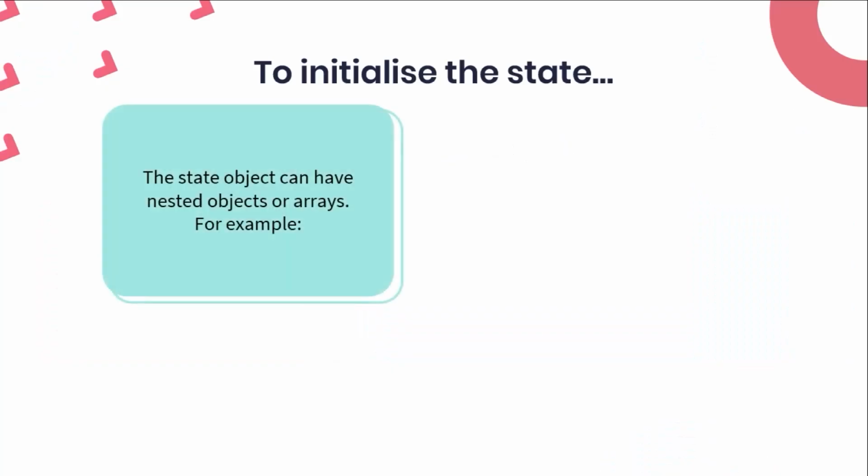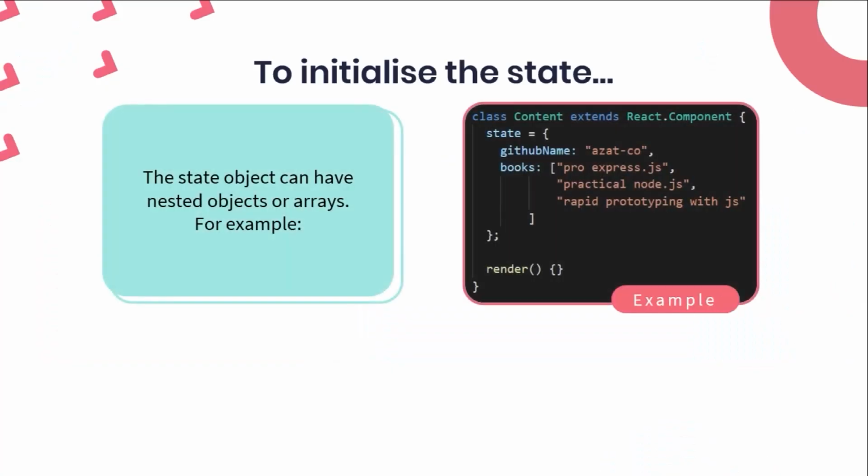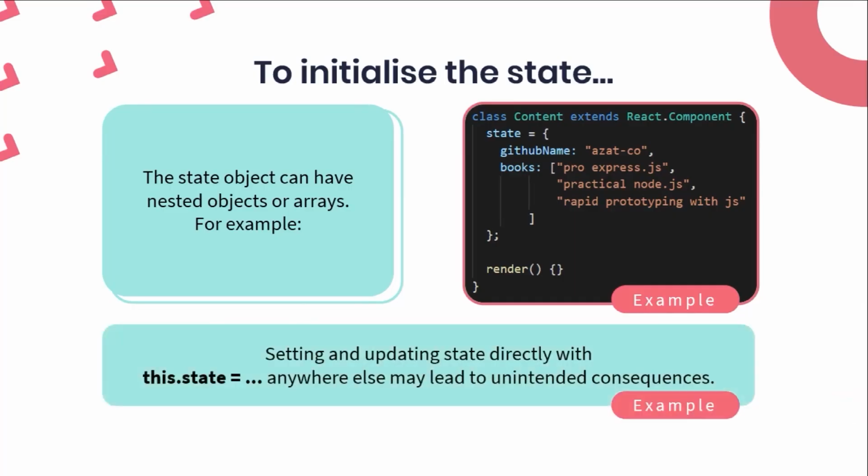The state object can have nested objects or arrays. This example adds an array of my books to the state. Do you see that we can set state directly by using this.state just once? Avoid setting and updating state directly with this.state equals anywhere else, because doing so may lead to unintended consequences. And you might be asking, what's the point of a clock that doesn't show the time correctly? Well, luckily, there's a way to update the state.